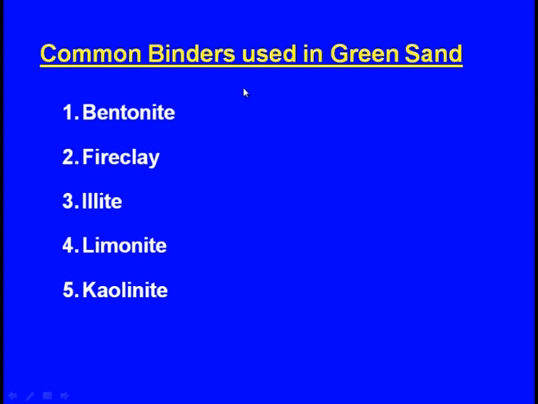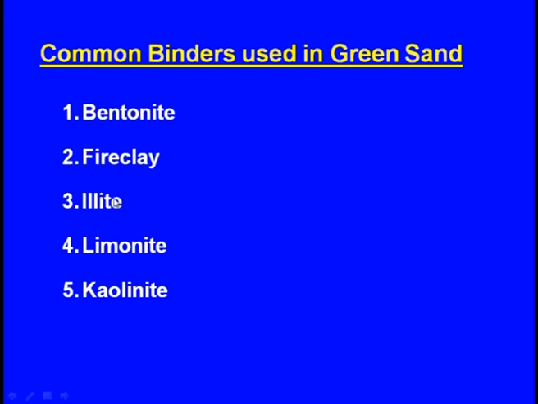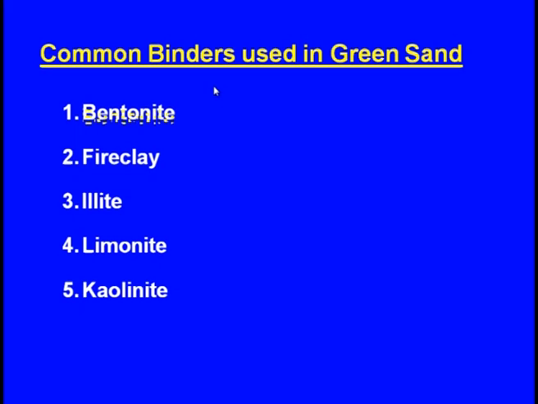These are the common binders used in the green sand. One is bentonite. Another one is fire clay, next illite, next limonite, next kaolinite. So, these are the common binders used for green sand mixing. Now, let us see all these binders one by one. First, let us see the bentonite.